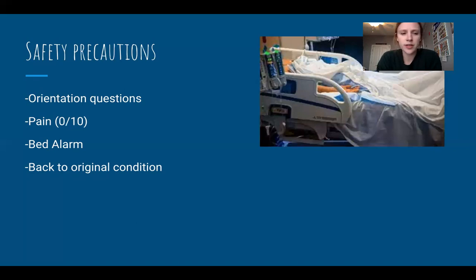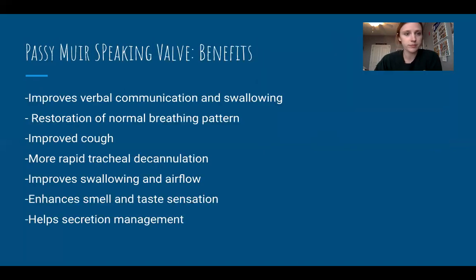You want to make sure that you're always turning the bed alarm off if it's on, and that you're putting the room back into its original condition. So turning that bed alarm back on and sitting that patient down if that's where you found them.